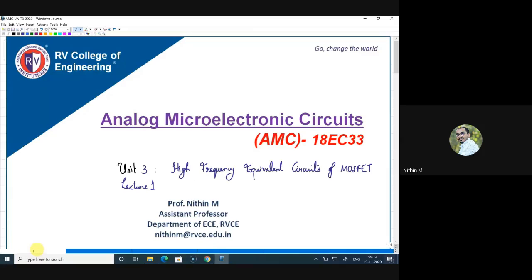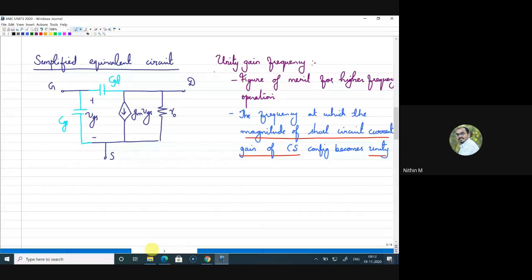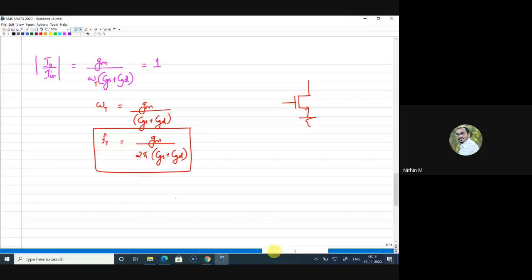So in yesterday's class, we have seen the high frequency equivalent circuit of MOSFET. We included the structural capacitance and the depletion layer capacitance, and we made a simplified circuit by just ignoring the structural capacitance. And we defined a performance metric called unity gain frequency. That is a frequency at which the magnitude of short circuit current gain of a CS configuration becomes unity, right? So that we derived, and now we have the equation for unity gain frequency. It is Gm by 2 pi into (CGS plus CGD), right?